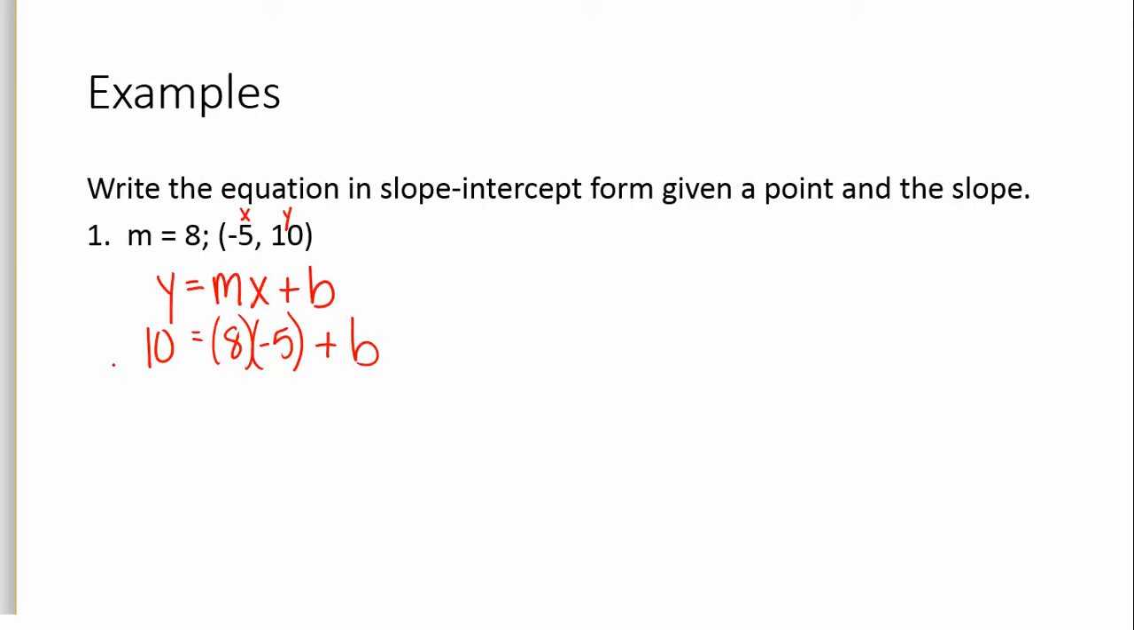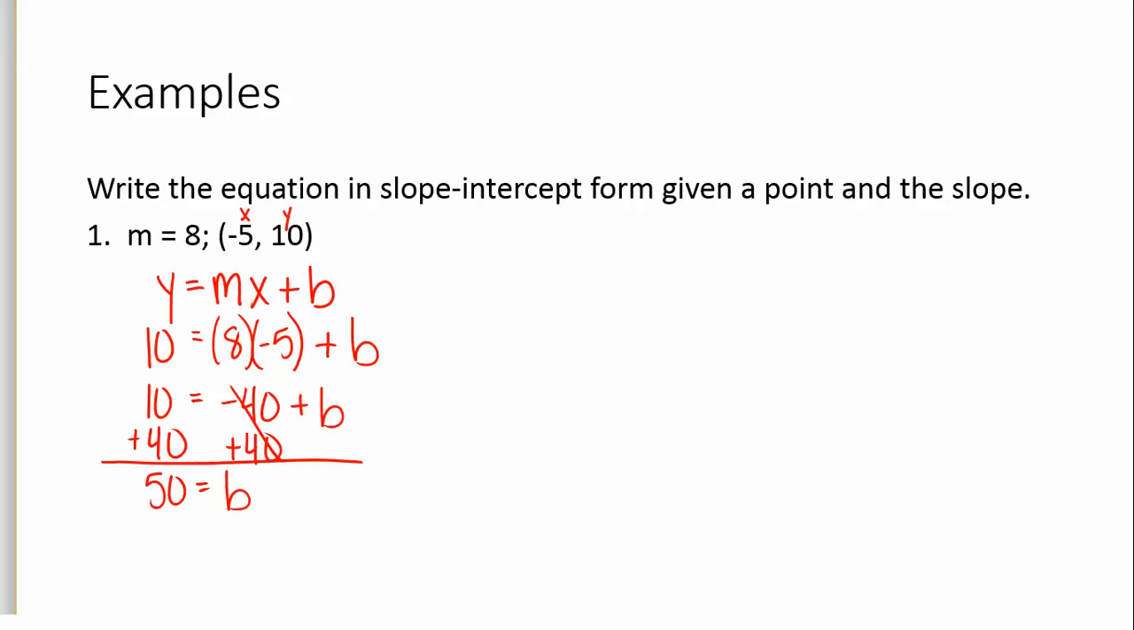So if I rewrite the equation, plugging in those three values, you'll see that I'm left with one unknown, and that's b. So we are going to now solve this equation for b. So I have 10 equals negative 40 plus b. Solve for b by adding 40 to both sides. 10 plus 40 is 50, and so we get that b equals 50.